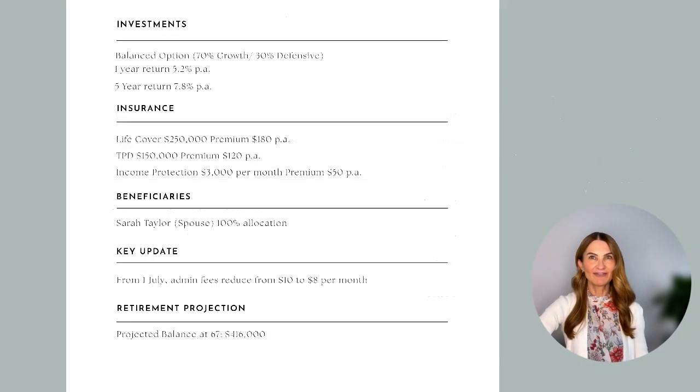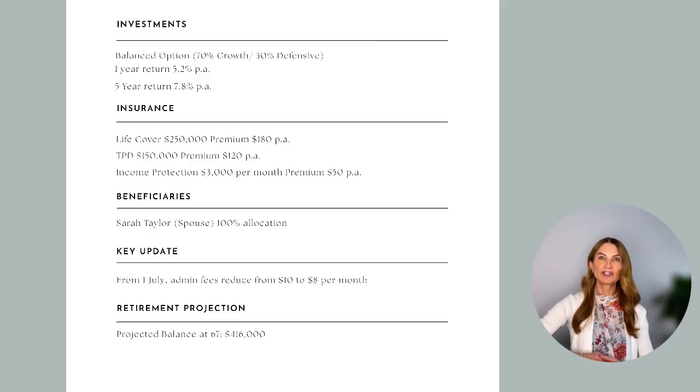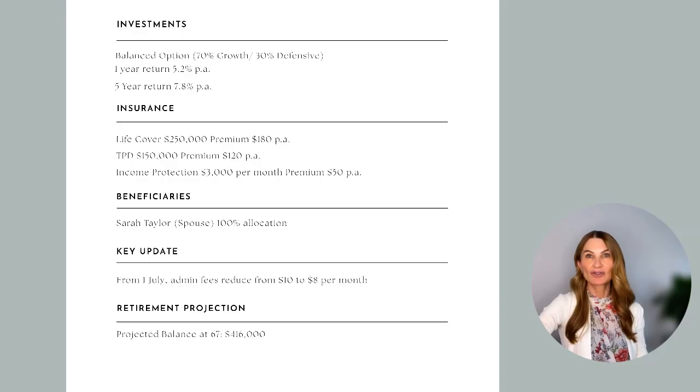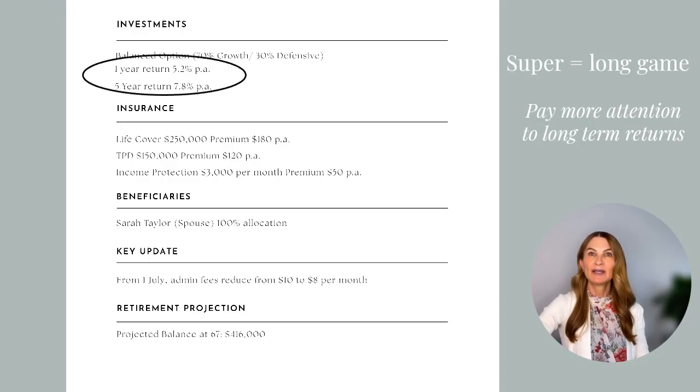Now, number 5, investment options and performance. We've got the balanced option here, 70% growth, 30% defensive assets, the 1-year return just over 5 against a 5-year return. So this shows how Alex's super was invested and how it performed. Now, while the 1-year return is fair, the longer average return is strong. So remember, super is a long-term investment, so focus on the 5 and 10-year returns rather than one single year's performance.